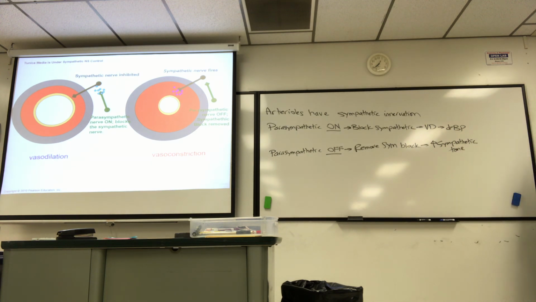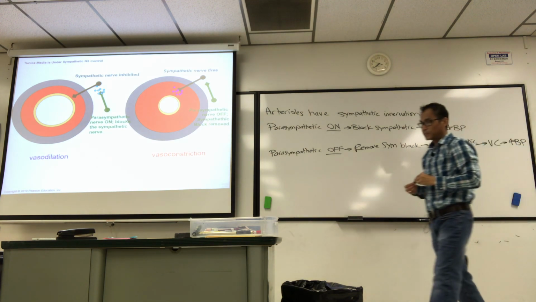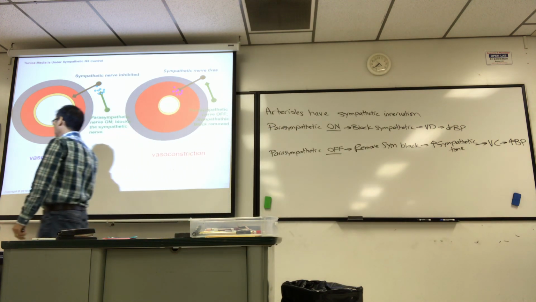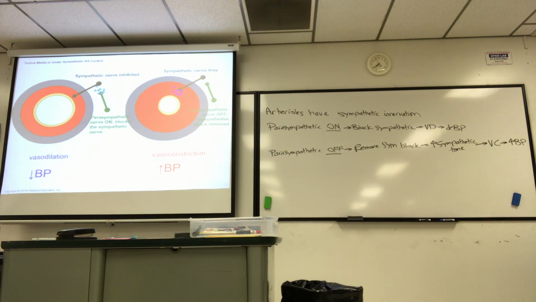I liken it to just turning up the volume knob on your stereo. Whereas the top one is turn down the volume knob, just block it, turn it down. There, you turn it up. You vasoconstrict and you increase blood pressure. Okay, so that's the basic idea there, teaching students how constriction or dilation can affect systemic blood pressure.